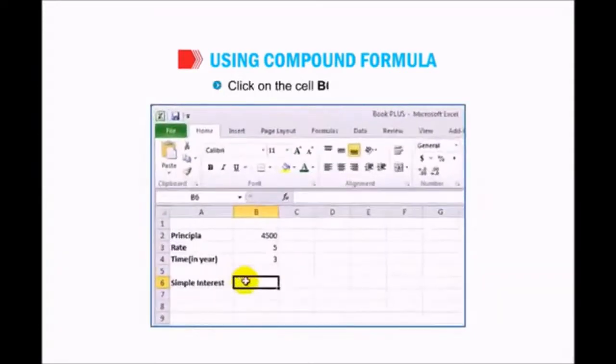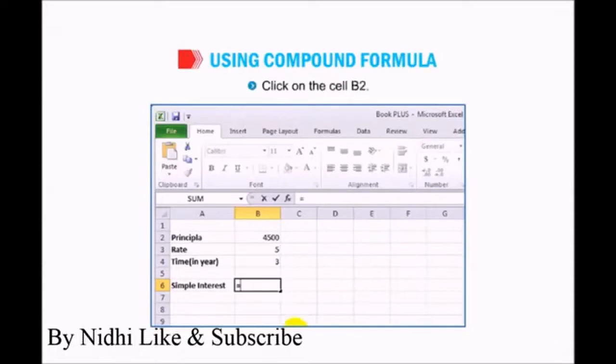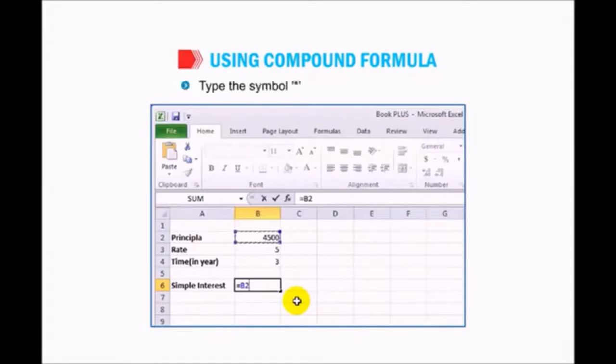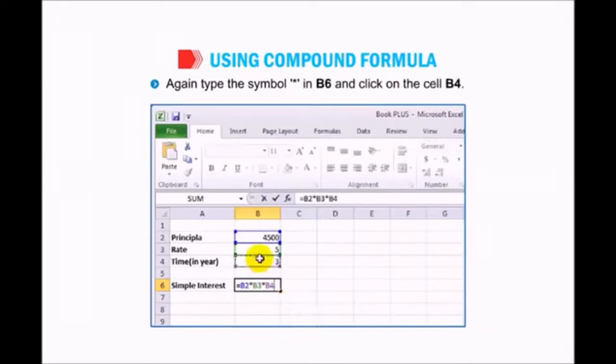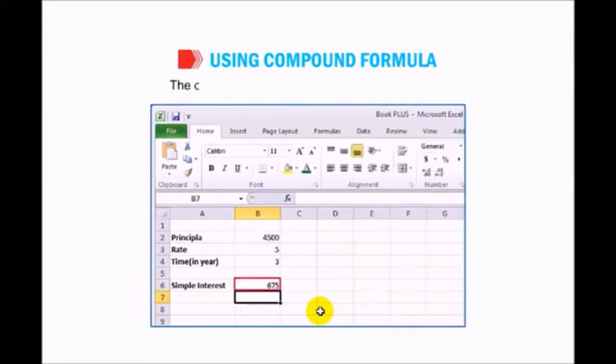Click on the cell B6 and type equal to. Click on the cell B2. The cell address of B2 appears in the cell B6. Type the symbol asterisk and click on the cell B3. Again, type the symbol asterisk in B6 and click on the cell B4. Now type the symbol slash followed by 100 in the cell B6 and press the Enter key. The cell B6 displays the calculated simple interest.